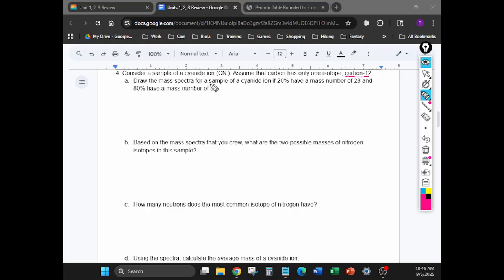It says to draw the mass spectra for a sample of cyanide if 20% have a mass number of 28 and 80% have a mass number of 30. Since it's really easy, I'm just going to do it with you guys real quick. You've got the percentage, and then you've got the AMU. 20% have a mass number of 28, so 28 right here. And then I'm going to write 29, but you don't have to. And then 30. So I'm going to do 20% right here, and that means this pillar is going to be this high. And then 80%, somewhere around here. It's about quadruple. Not exact, but that's fine.